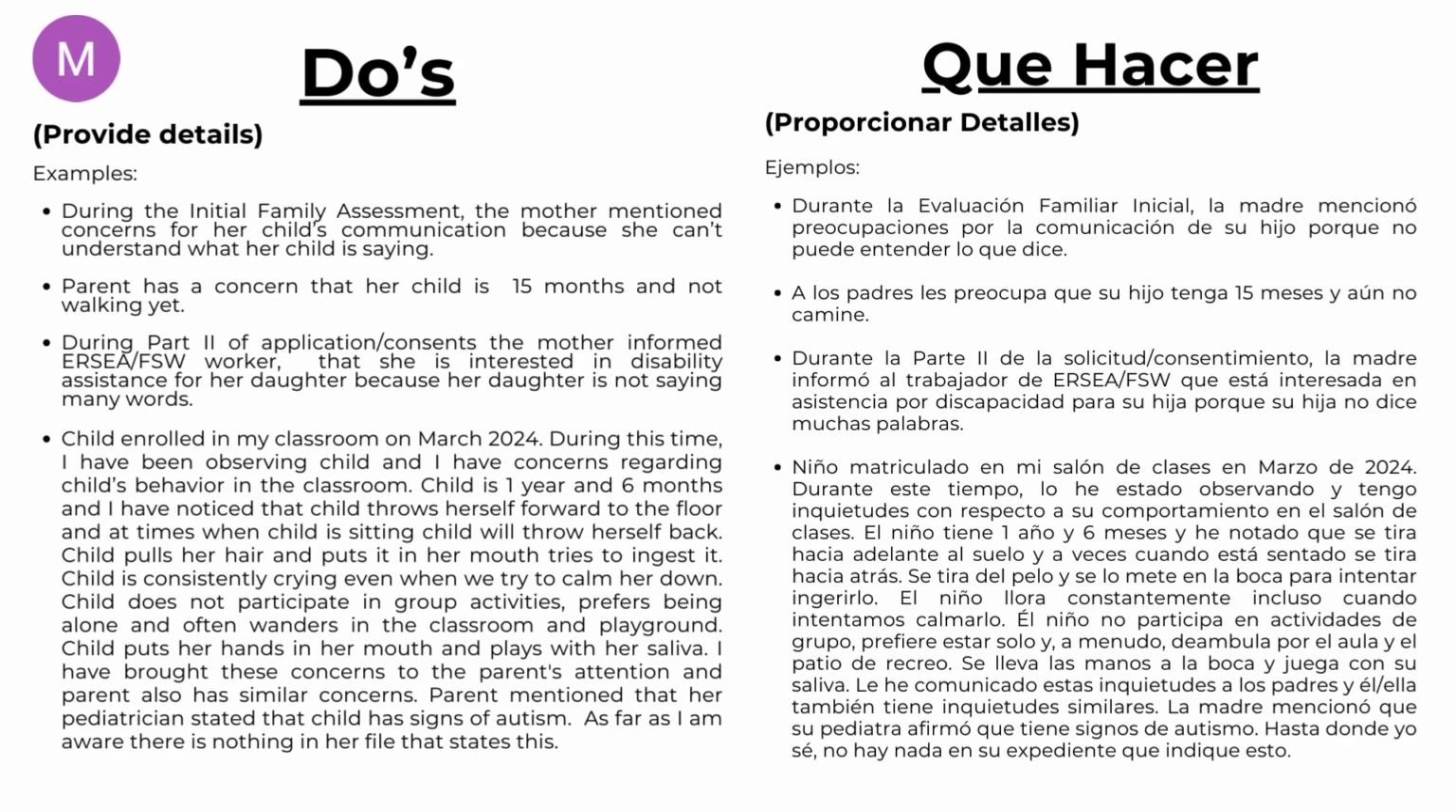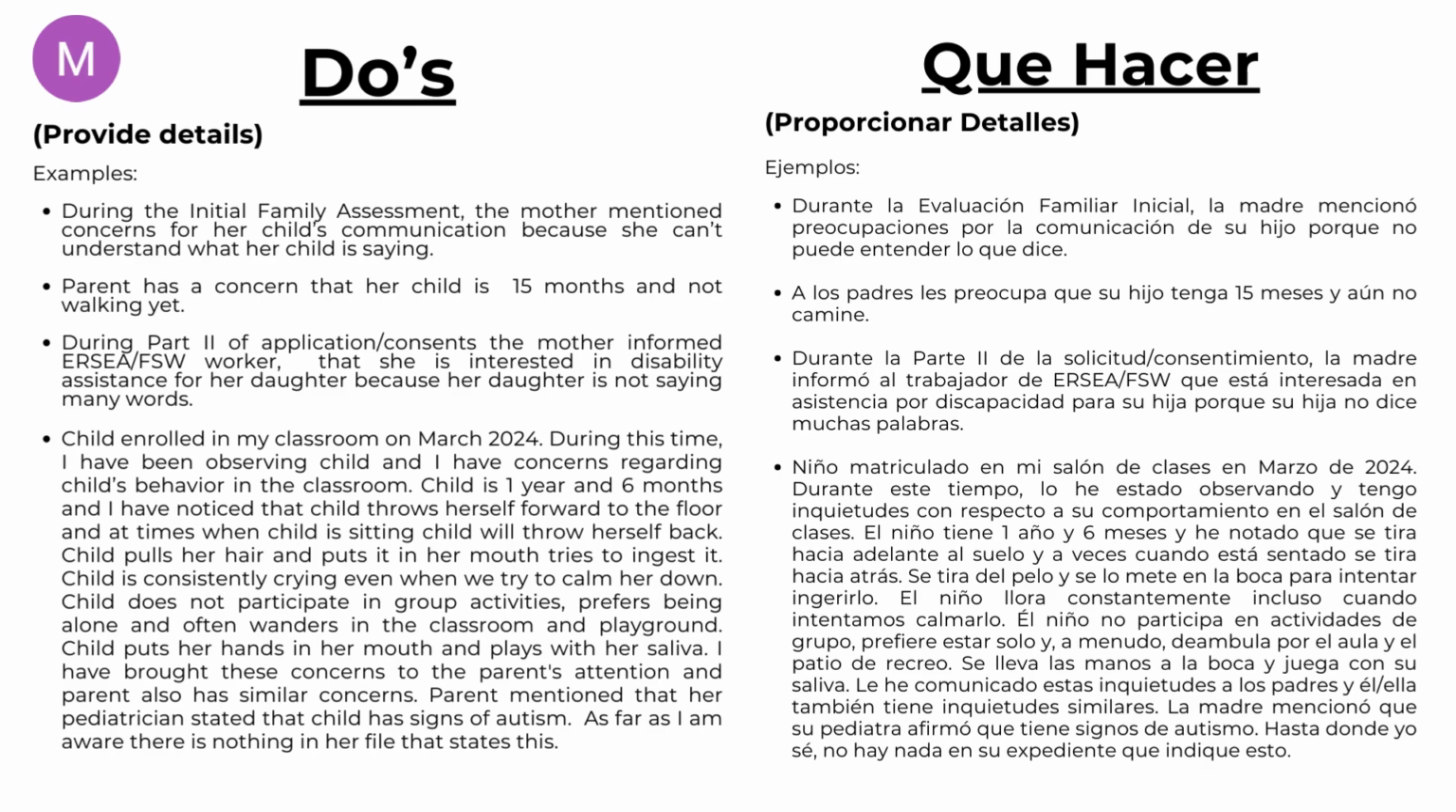Example 3. During part 2 of the application/consents, the mother informed the family social worker that she's interested in disability assistance for her daughter because her daughter is not saying many words. Example 4. Child was enrolled in my classroom on March 2024. During this time, I have been observing child and I have concerns regarding child's behavior in the classroom.